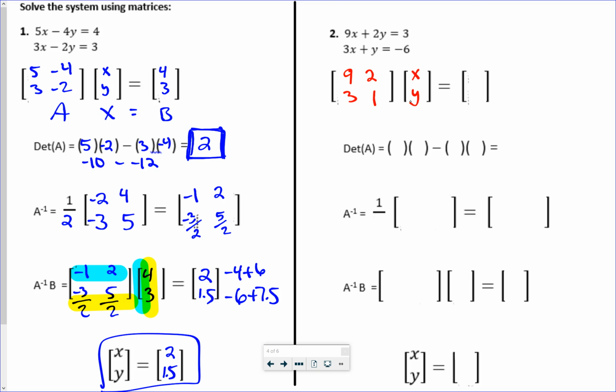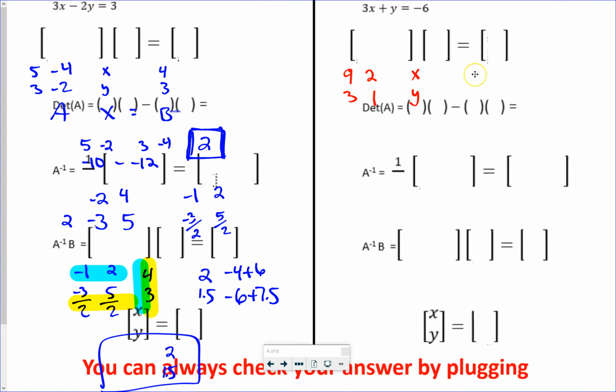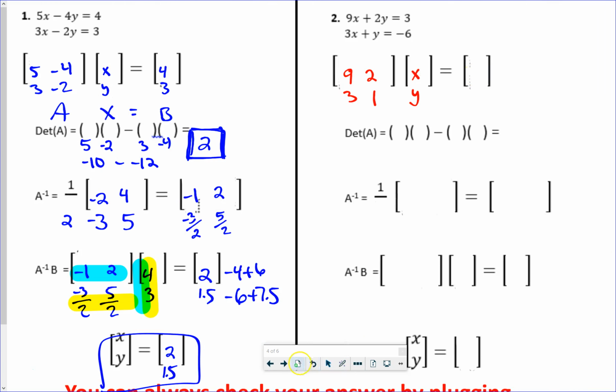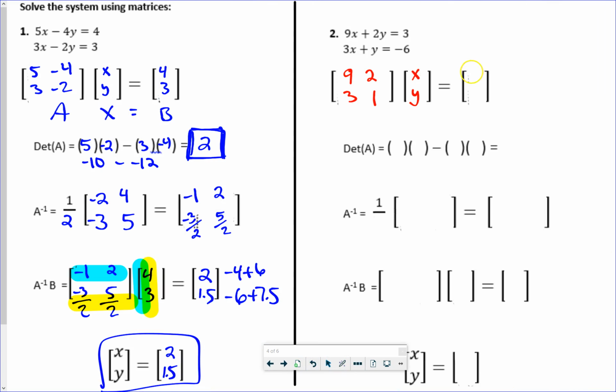Popcorn. Malik, what's my matrix B going to look like? 3, negative 6. Yep. Popcorn. Kaylee, how do I set up my determinant? All right, and what did that give you? That gave us 3. Good. Our determinant was 3. Beautiful. Popcorn.